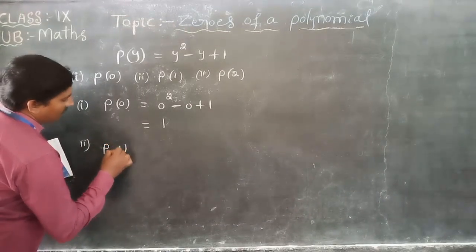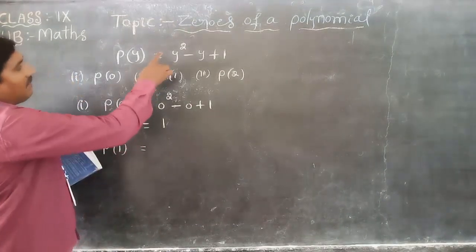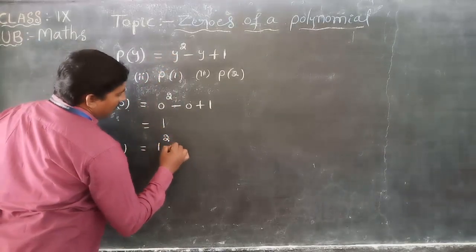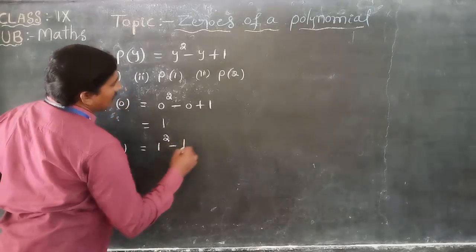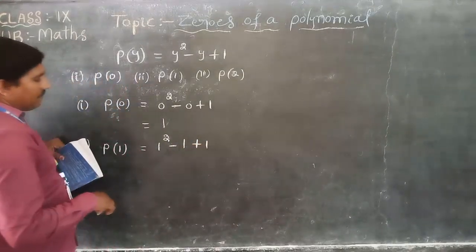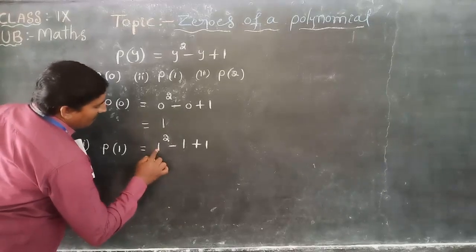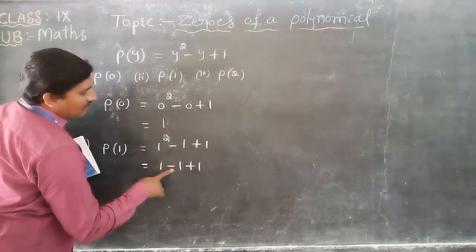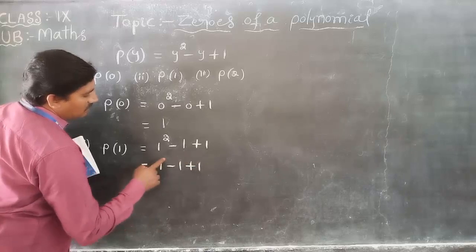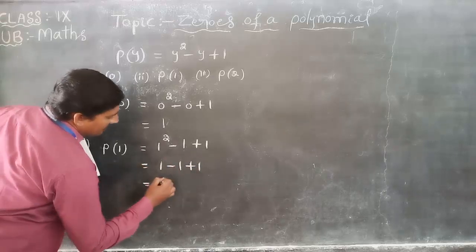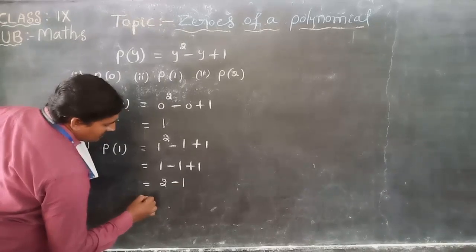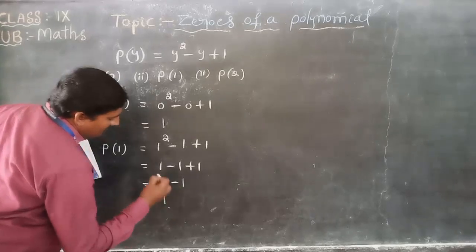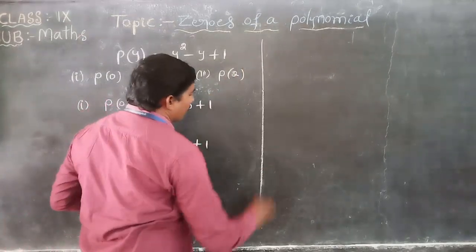Next, P of 1. In the place of y, substitute 1: 1 square minus 1 plus 1. 1 square means 1 only, so 1 minus 1 plus 1. Positive, negative, positive. Positive and positive can be added: 1 plus 1 is 2. 2 minus 1, one is positive, one is negative, so subtraction should be done, and the symbol is that of the bigger number. 2 minus 1 is 1.